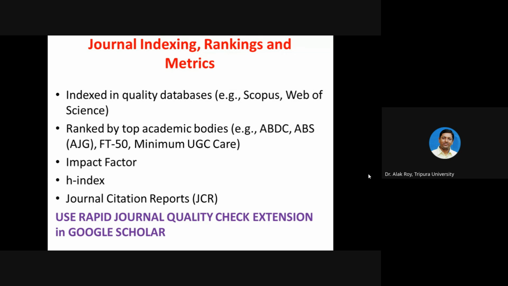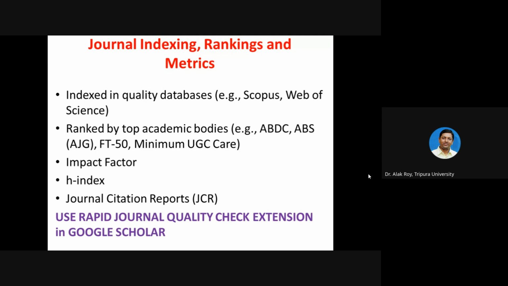What does Scopus give? Based on CiteScore, Scopus gives journal ranking in quartiles: Q1, Q2, Q3, Q4. Q1 journals are considered the top 25 percentile journals. Q2 are the next 25, Q3 are the next, Q4 are the next. Now, this is one of the criteria that you can go with. Second is ranking by top academic bodies. I will talk about that also.